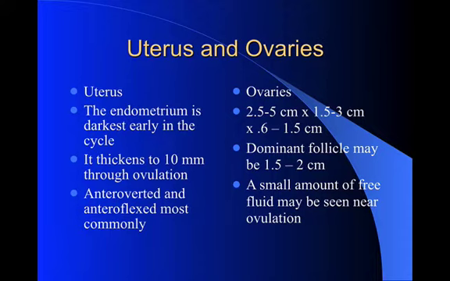Let's talk a little bit more about the uterus and the ovaries. The endometrium of the uterus is darkest early in the cycle. It thickens to 10 millimeters through ovulation, and 85% of the time it is anteroverted and anteroflexed. The ovaries are 2.5 to 5 centimeters by 1.5 to 3 centimeters by 0.6 to 1.5 centimeters. The dominant follicle may be up to 2 centimeters. Physiologically, we may see a small amount of free fluid around ovulation or menstruation.